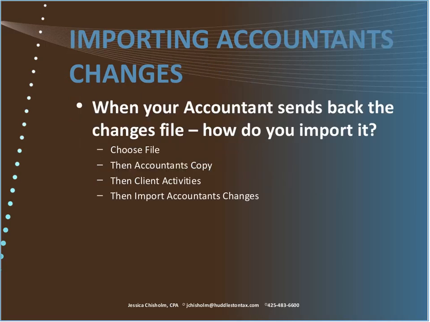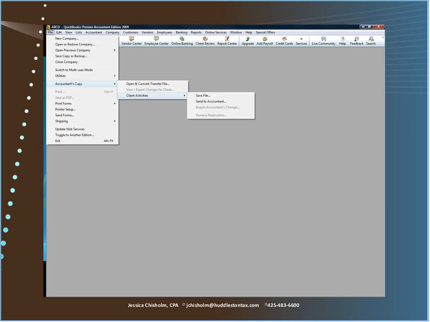Once your accountant or bookkeeper or whoever's working on your account is done making whatever changes they need to make, you'll need to import those accountant's changes. The accountant will send back the accountant's changes file, and you'll need to import it into your QuickBooks. So you'll go up under File, then Accountant's Copy, then Client Activities, and then Import Accountant's Changes. It's going to show you all of the changes that your accountant made, and it'll integrate them into your file, and you'll just be able to continue working with those changes integrated. So here's what that menu looks like.